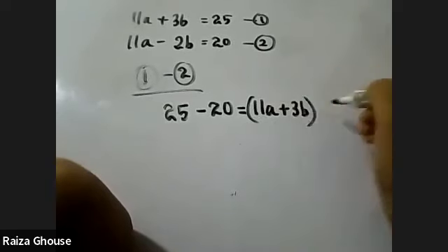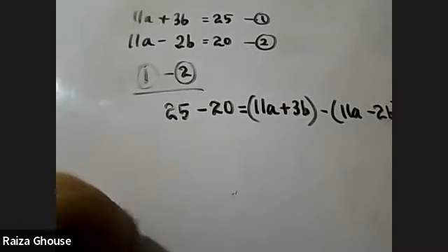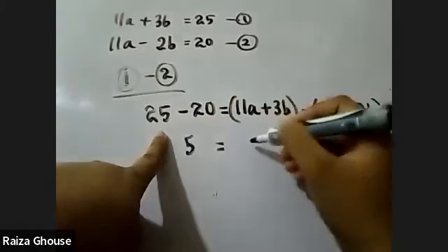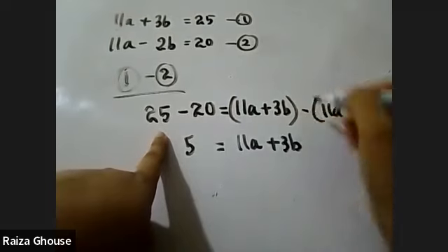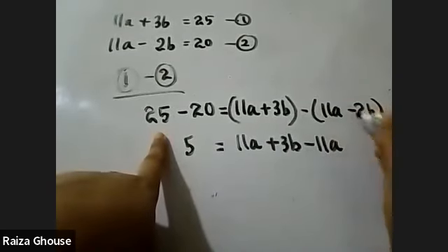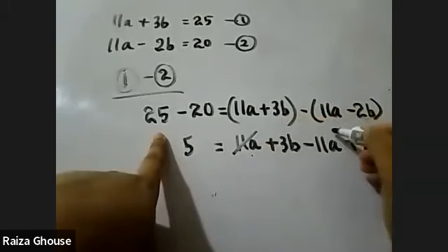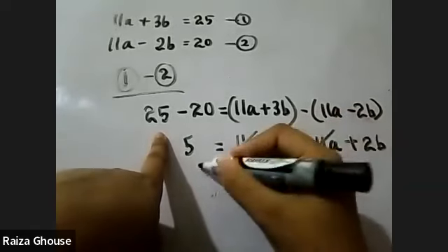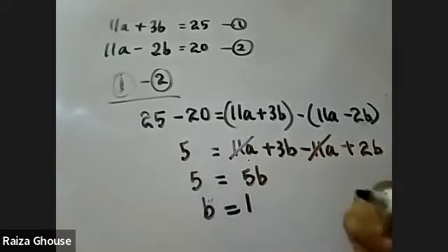within brackets, you subtract 11a minus 2b. Now I have removed the bracket. So 25 minus 20 is 5. Here 11a plus 3b plus into minus is minus 11a, minus into minus is plus 2b. You can see plus 11a and minus 11a cancel. 3b plus 2b is 5b. If 5b is equal to 5, then b is equal to 1.